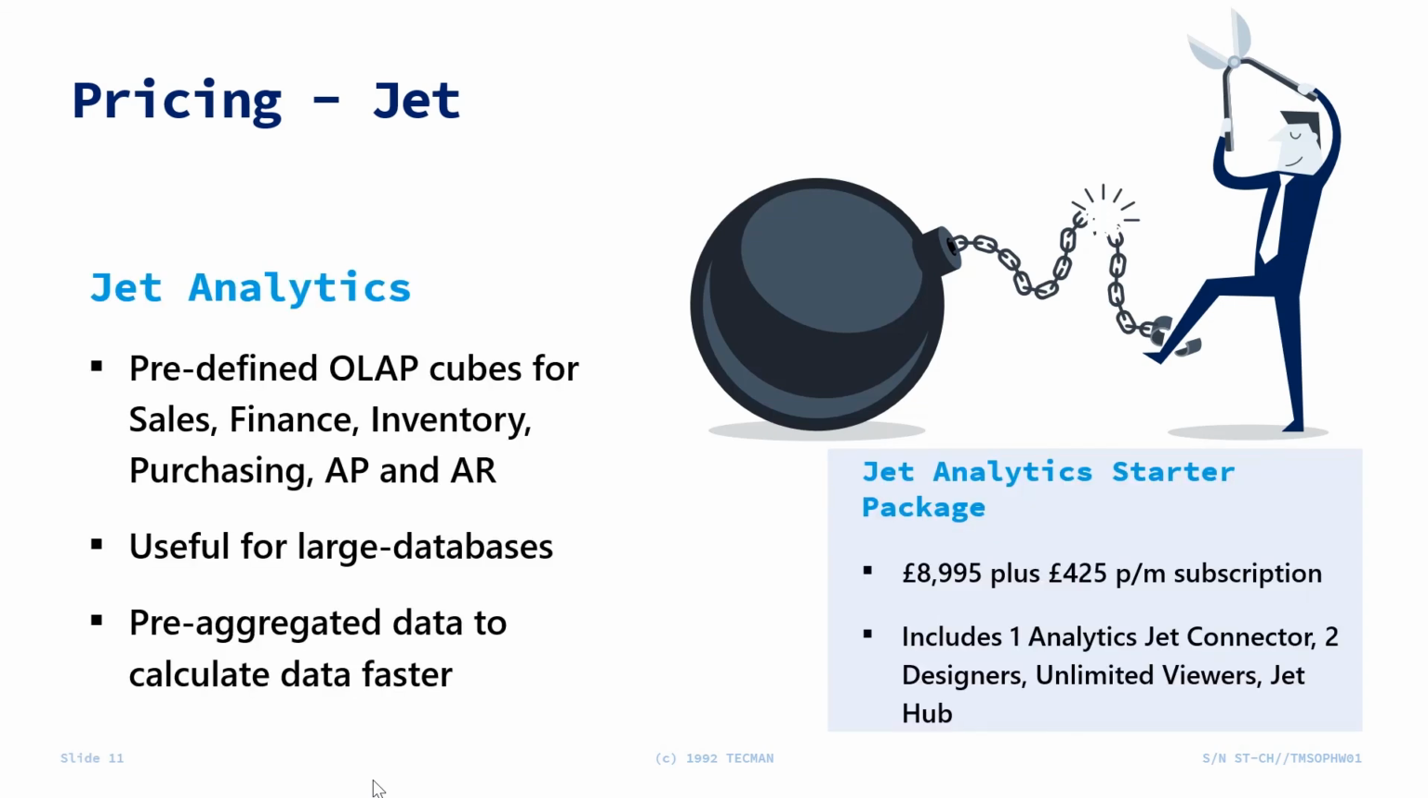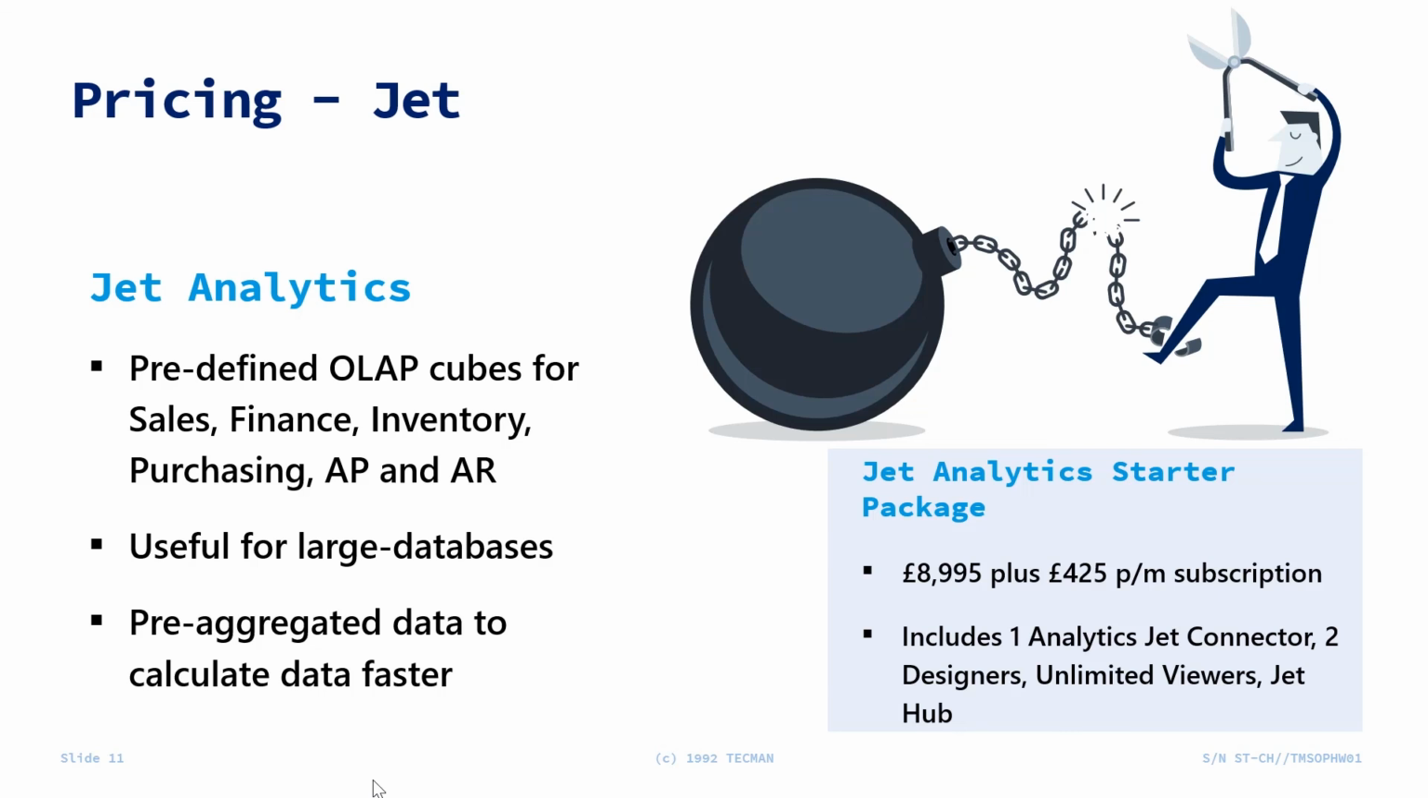Alternatively, if you do have larger data sets and are processing and creating lots of transactions in a day, JET Analytics allows you to have 6 out-of-the-box OLAP cubes for sales, finance, inventory, purchasing, AP and AR. And it's also got pre-aggregated data to actually calculate sums a lot quicker than it would in JET Reports. So things such as how much have I sold this year versus how much I sold last year. It's also fully customizable as well, so we can add in extra cubes for you, and we can also add in your bespoke fields.